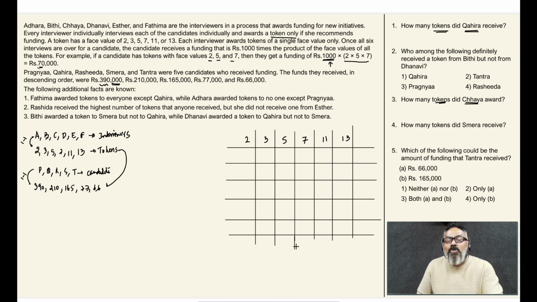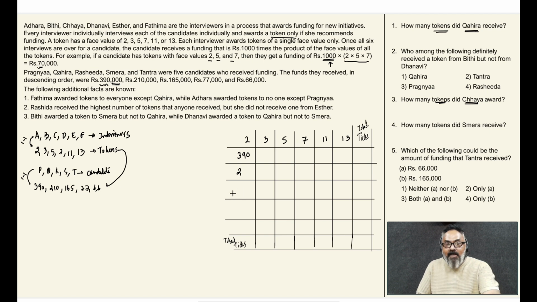Tick and cross. I'm sure that you can solve this without tick and cross. I know it, but the point that I'm saying is we'll have to make them mechanical. This is the total. How many ticks? This is the ticks. We are looking at the total ticks here. That's what we look at. So let's start with the values that we're looking at: 390, 210, 165.